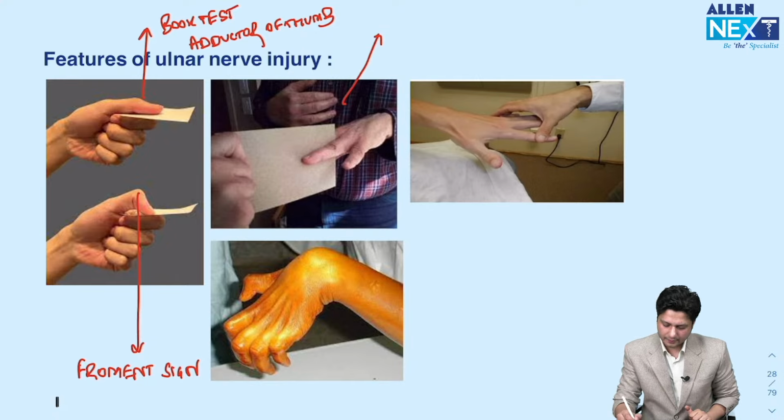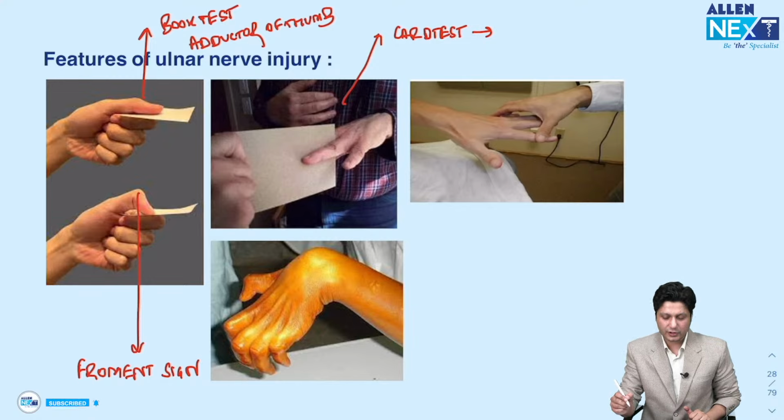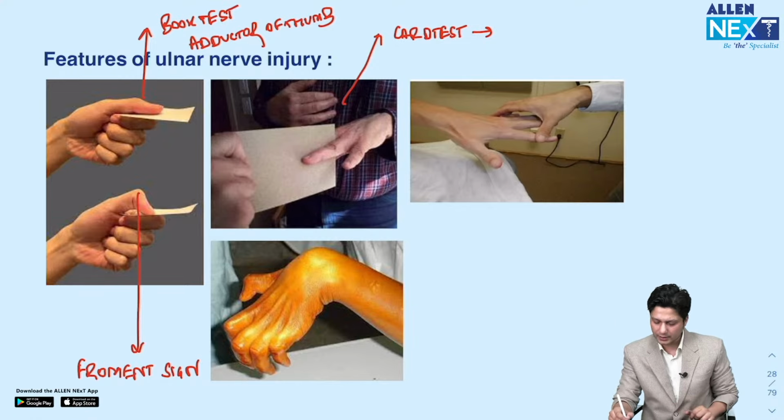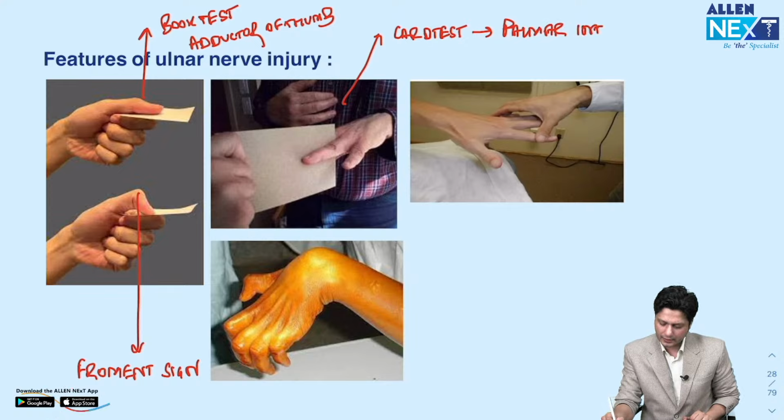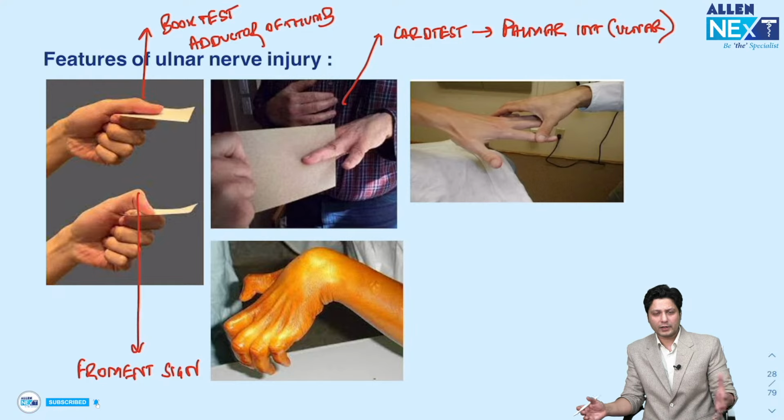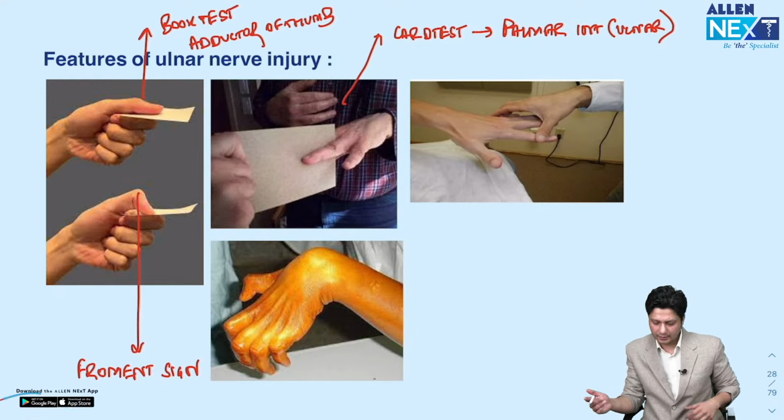Then card test. Now in the card test, which is again a feature of ulnar nerve injury, what is the name of the muscle that you are testing? It is the palmar interossei. And you know, this palmar interossei is again supplied by the ulnar nerve. Hopefully you have understood that this is also supplied by the ulnar nerve.